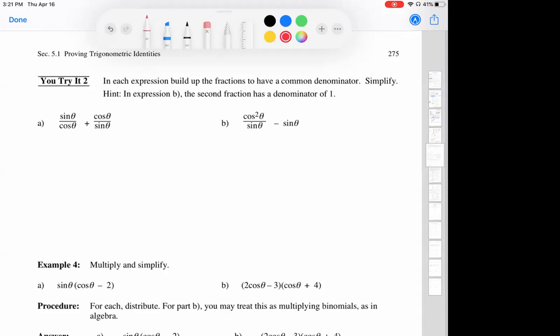All right, so let's take a look at A. I'm being asked to add two fractions. To add two fractions, I need to have a common denominator. So I'm going to have to multiply by sine theta over sine theta, and for our second term, multiply by cosine theta over cosine theta.